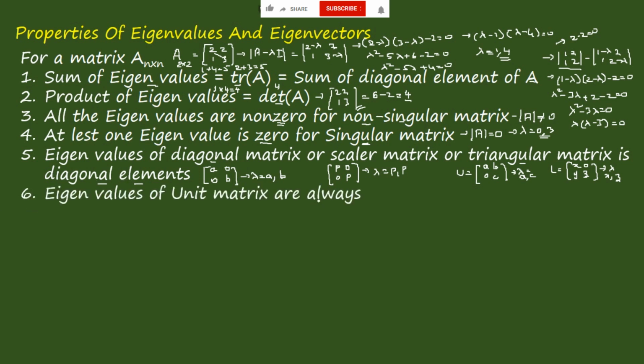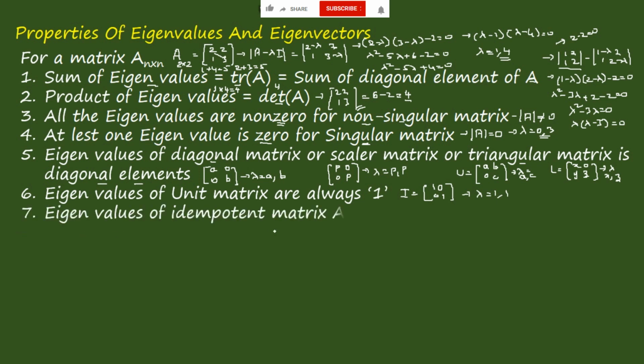Eigenvalues of a unit matrix are always 1. If you consider an identity matrix I equal to [[1, 0], [0, 1]], in this case the eigenvalues are nothing but 1, 1. Okay. Come to the next one.